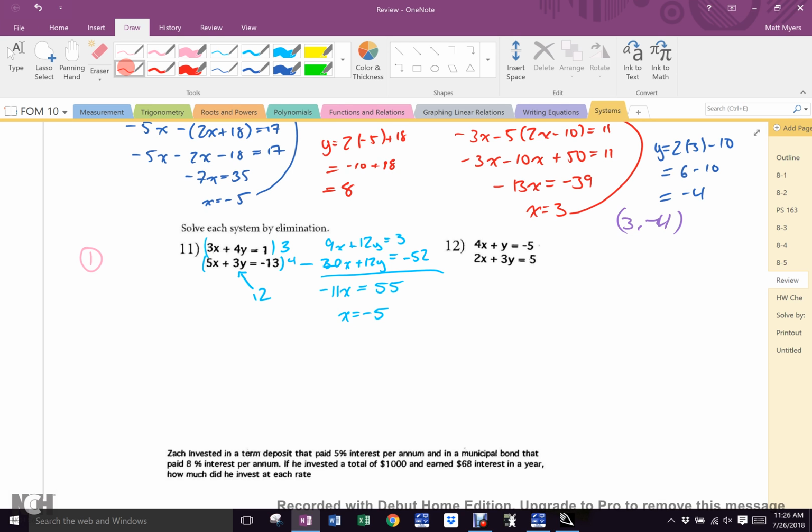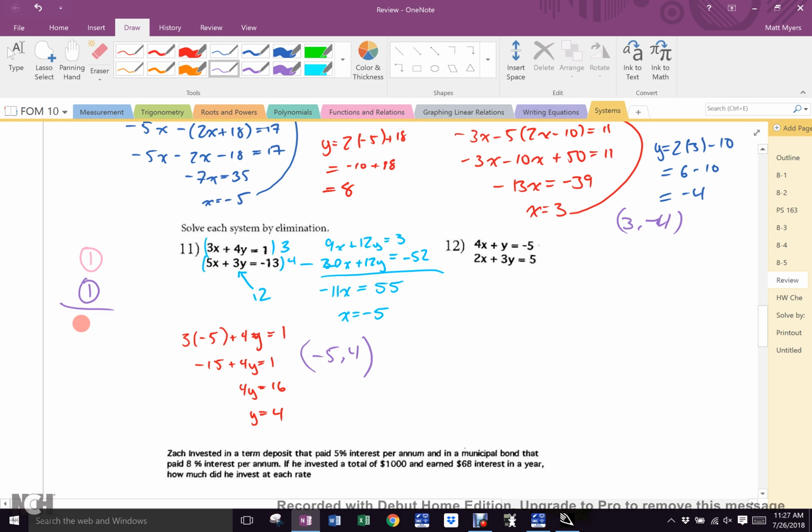Anywhere I see an x, it doesn't matter. 3 times negative 5 plus 4y equals 1. Negative 15 plus 4y equals 1. 4y equals 16. Y equals 4. And our answer is negative 5, 4. That gets you another mark.